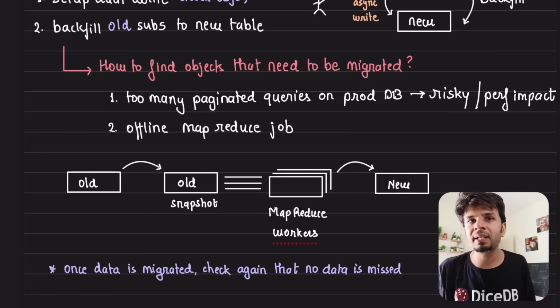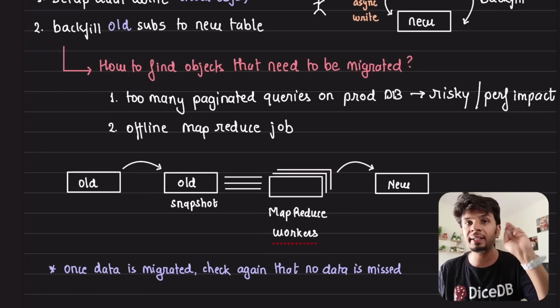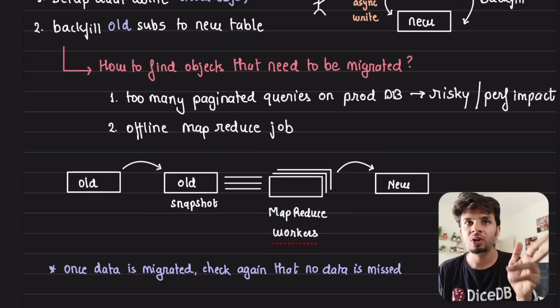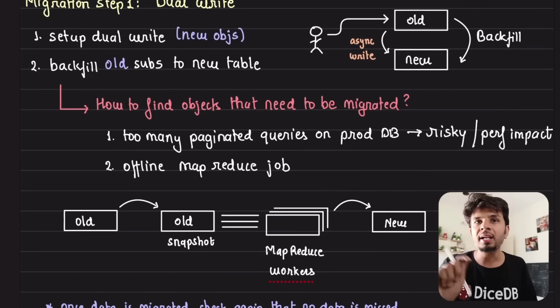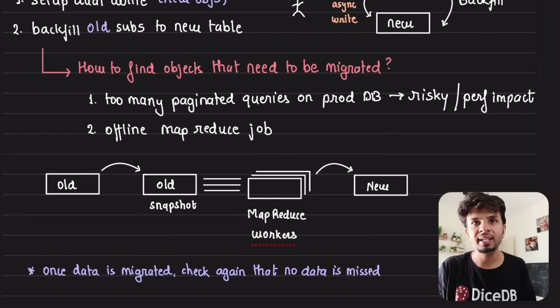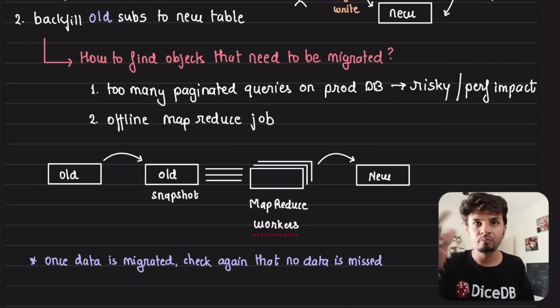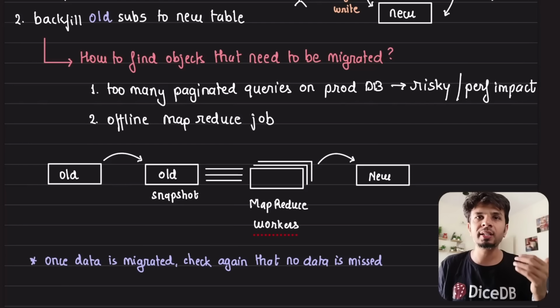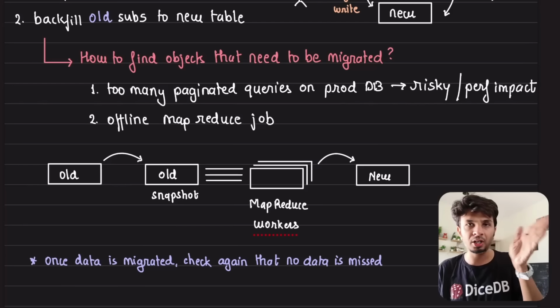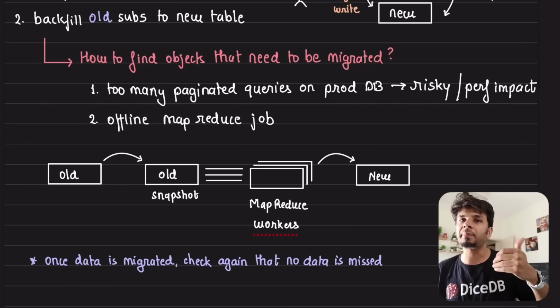Now this is where it becomes interesting, because now you're firing too many paginated calls on your production DB, which is this one, your old table, right? And that is risky, yes, and it can have performance impact, problems on both sides. So the approach that they took is, of course, to not affect your production traffic, but rather do it on a snapshot of the database.